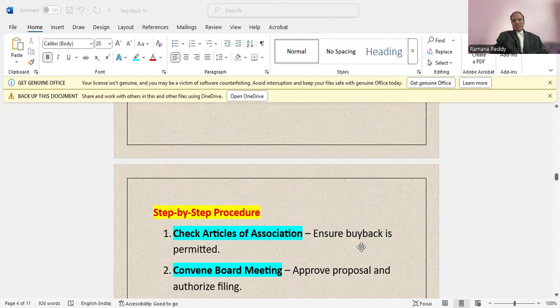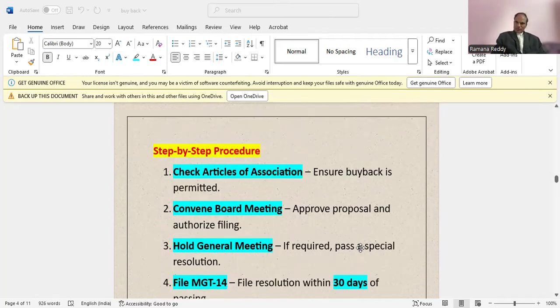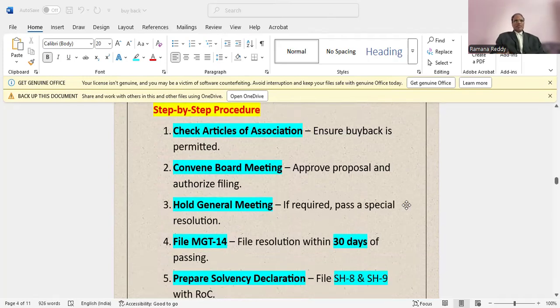Then I will explain the step-by-step procedure. First, check the AOA. Check the Articles of Association, ensure buyback is permitted. Then convene the board meeting. Approve the proposal and authorize by filing. Then hold an EGM if required, because a special resolution must be passed if the buyback is above 10%.